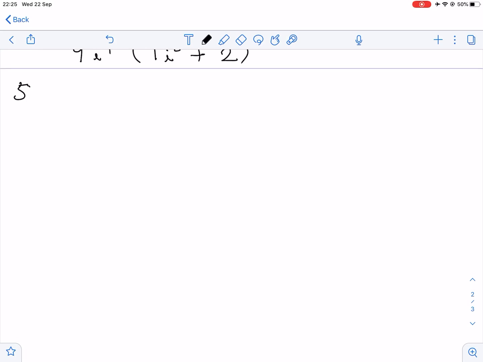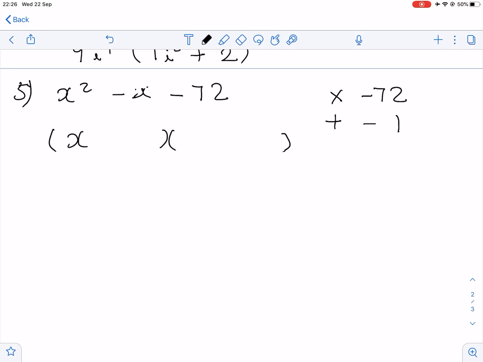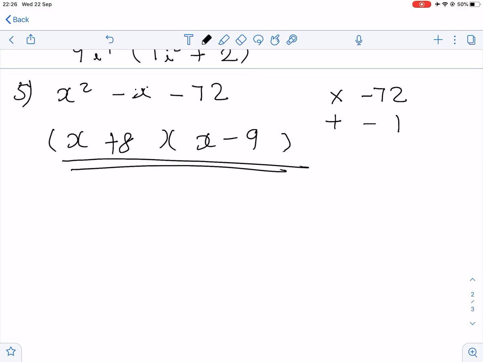Question 5. I have x squared minus x minus 72. So we need two numbers that multiply to give minus 72, and add to give minus 1. So 2 brackets. So you can use trial and error. You should have (x + 8)(x - 9). Remember, if the question only asks you to factorize, you stop here. You don't need to solve the equation.